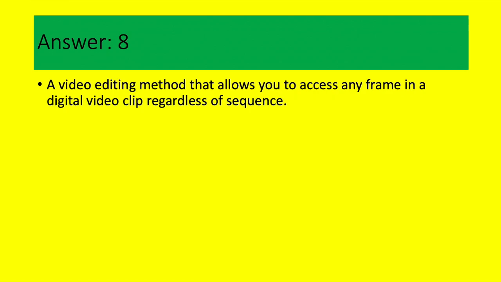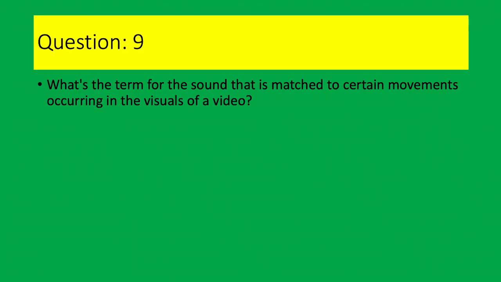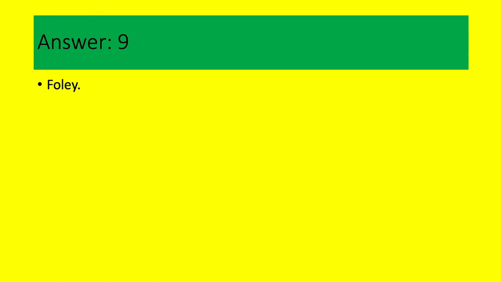Question 9. What's the term for the sound that is matched to certain movements occurring in the visuals of a video? Answer 9. Foley.